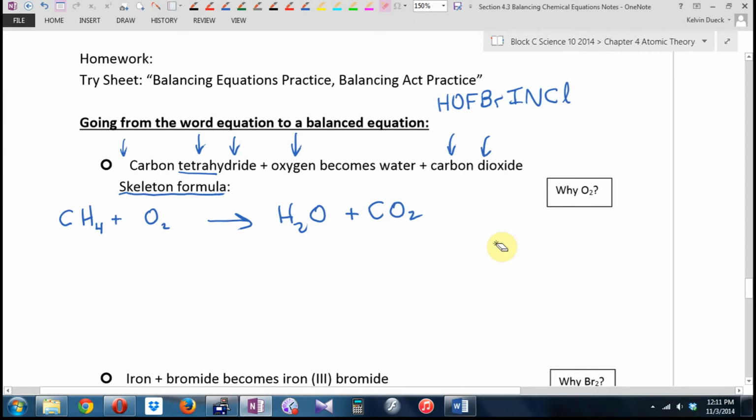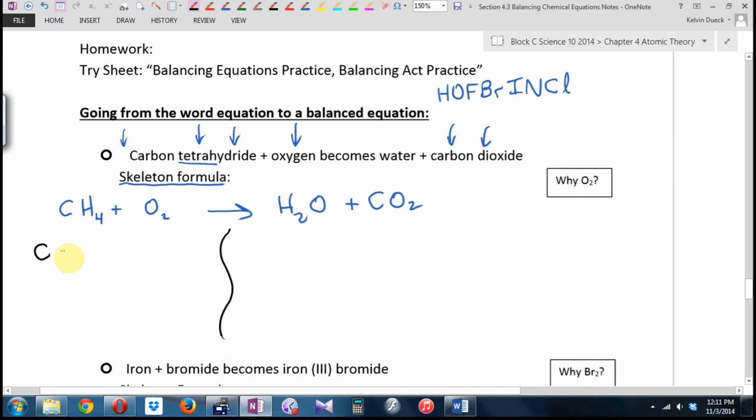All right. Tricks of the trade. If oxygen and hydrogen appear all over the place, save them for last, because if you're lucky, it'll actually balance itself. Hydrogen and oxygen kind of show up with all sorts of other stuff. But let's list how many of each particular atom we have. On the left, how many C's do I have right now? One. How many H's do I have right now? How many O's do I have right now? Two.